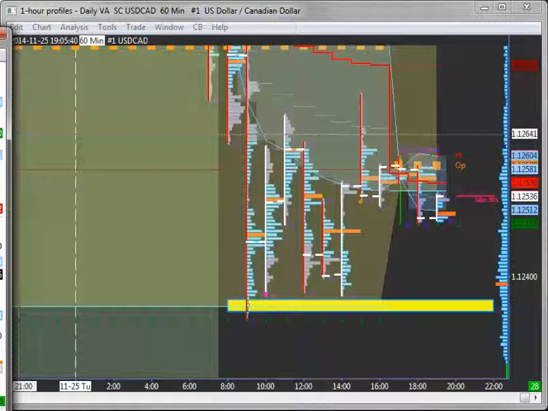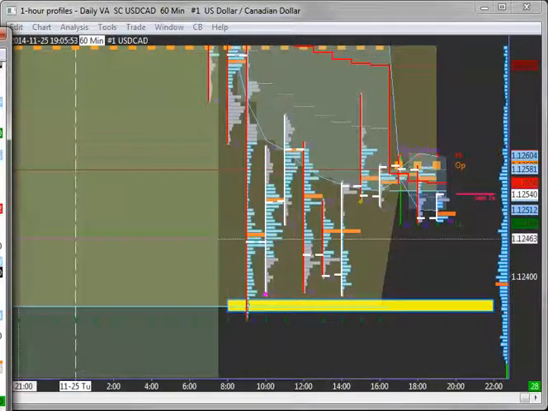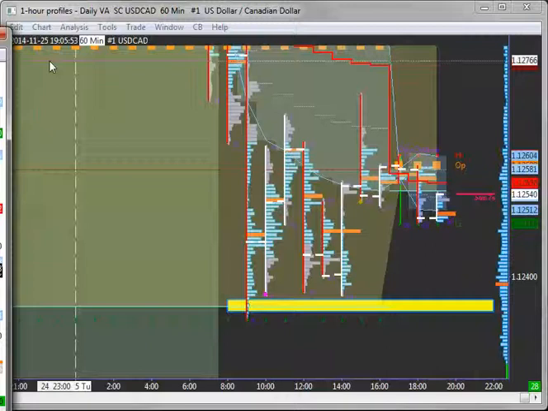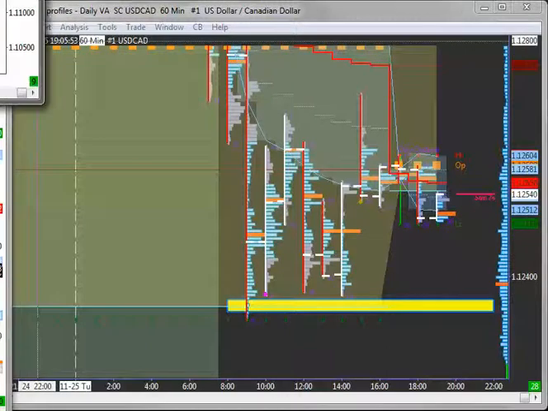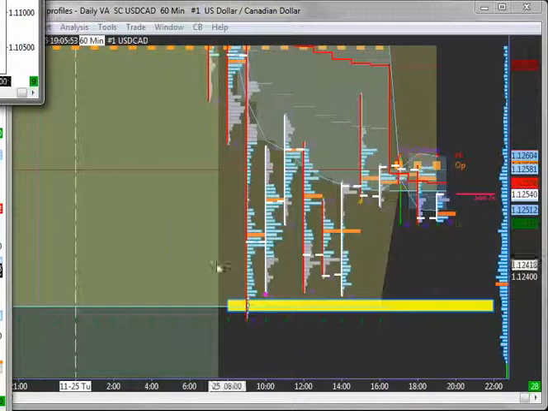One other thing I do want to bring in that made this value area low from yesterday a little bit stronger. Nah, I'm going to leave it at that.